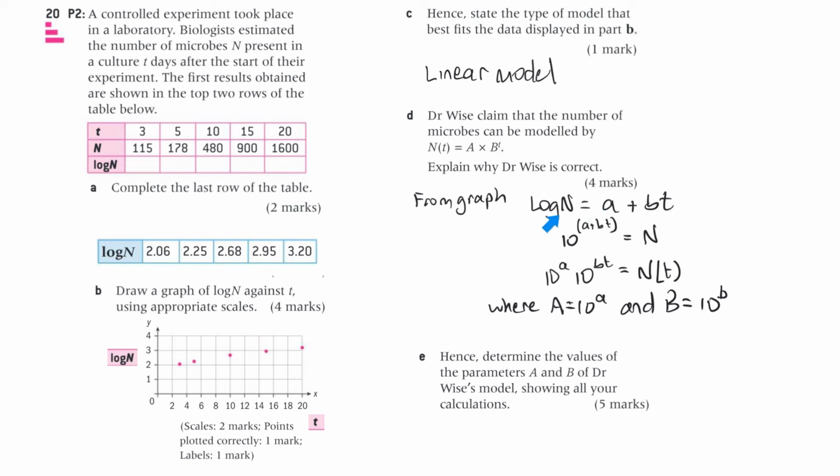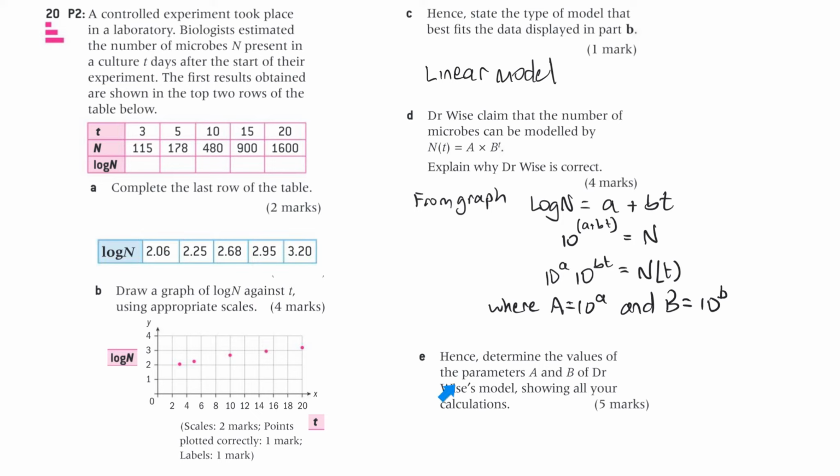Now, knowing that, and this is a base 10, so it's 10 to the power of that equals n. These are equivalent. Okay, now we can break that up to 10 to the power of a times 10 to the power of bt equals n. And Dr. Wise's model was a times b to the t, and a is this constant 10 to the a, and b is equal to 10 to the b. So there's b to the t there, okay?